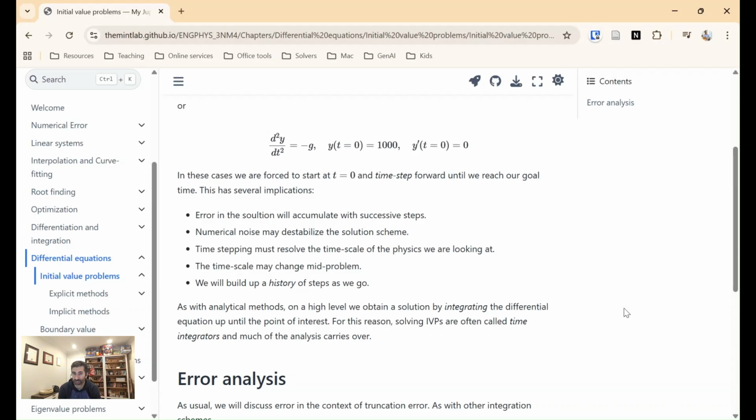But on the same side, we also build up a history of the steps as we go. That's going to come in handy when we talk about something called multi-step methods. I think that's under the implicit methods, so that will be on Thursday. We'll talk about that one. Okay.